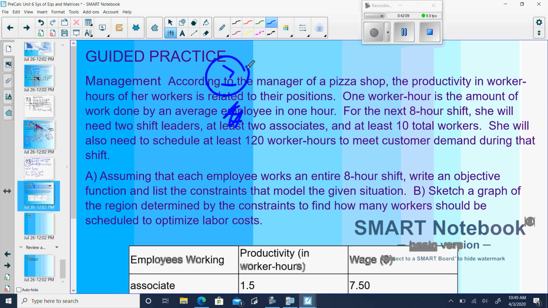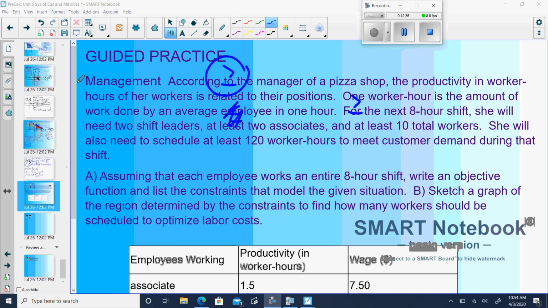Right there, same thing here. At least 10 total workers, so greater than or equal to. Just need to schedule at least 120 worker hours to meet customer demand. Assuming that each employee works an entire 8-hour shift, write an objective function and list the constraints that model the given situation. Sketch a graph of the region determined by the constraints to find how many workers should be scheduled to optimize labor costs.